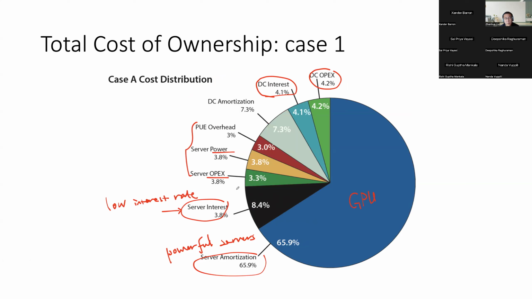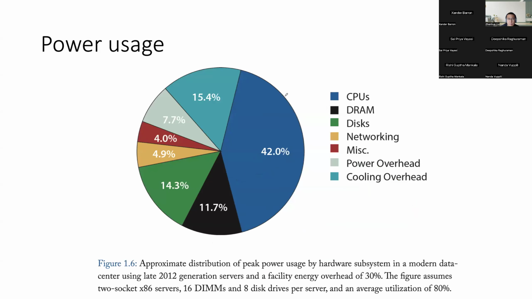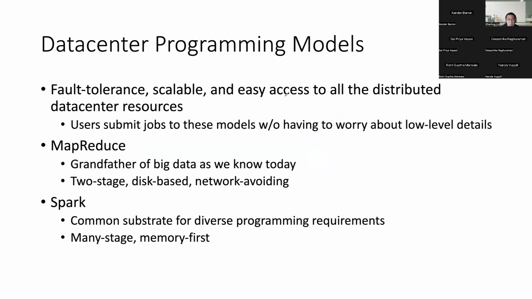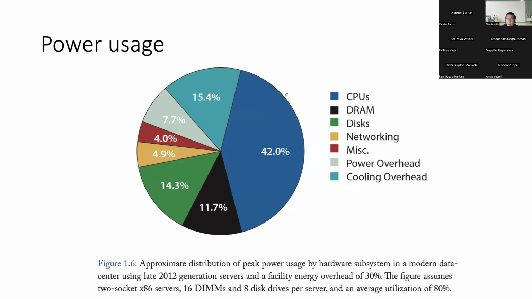But this part will also be much higher, the power. Right? Because with the GPU, you actually consume way higher than the traditional one. Also, the interest rate is high, meaning that everything with interest also goes up. So we talk about this power usage.